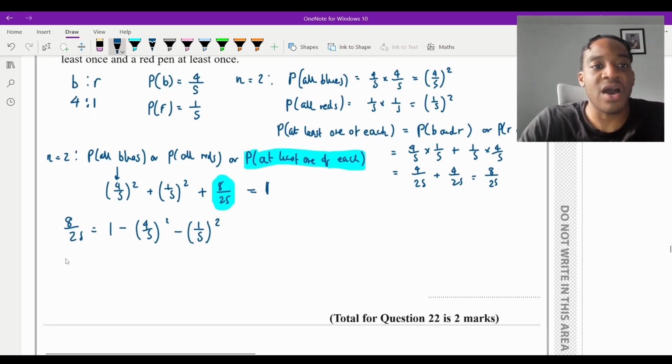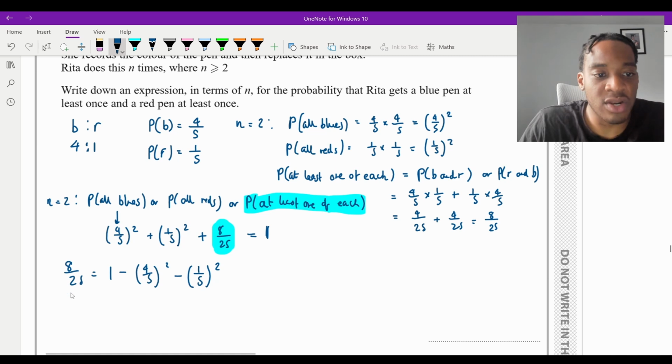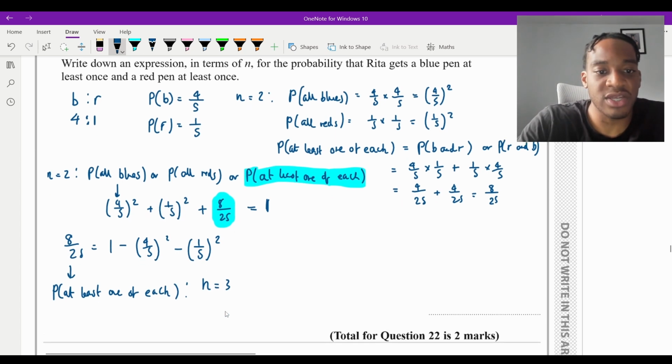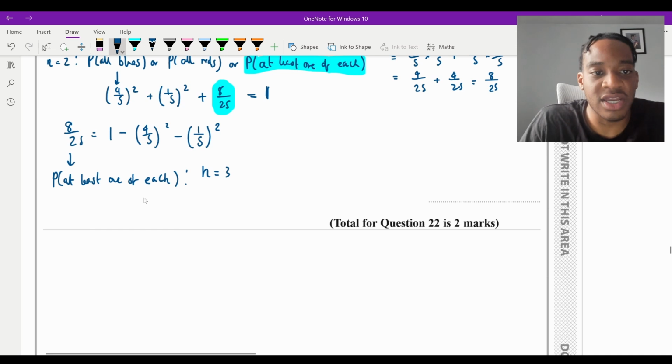Now, we can formulate a pattern because remember, it says she does this n times where n is greater than or equal to 2. So for example, I'm going to write this here. This is the probability of at least one of each. Now, for example, if it was n is equal to 3, based on what we can see here, I've got a bit of room. If it was n is equal to 3, then it's going to be this here. I'll write at least one of each, for n is equal to 3.